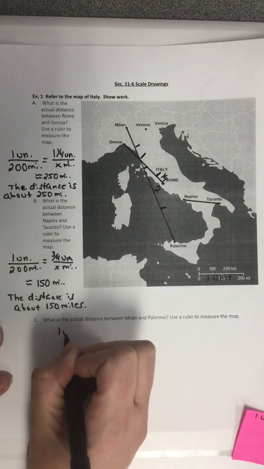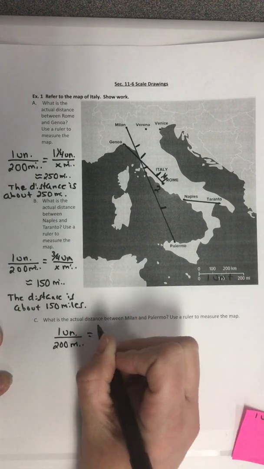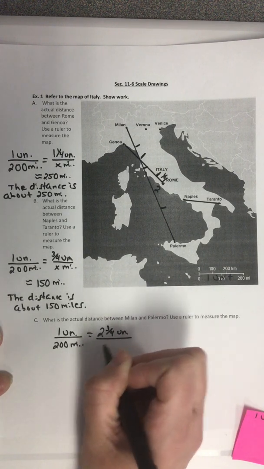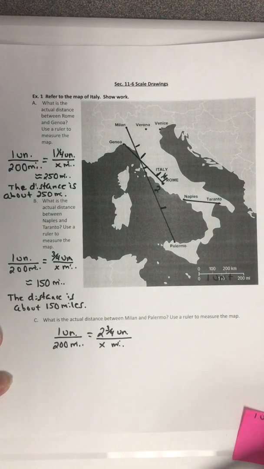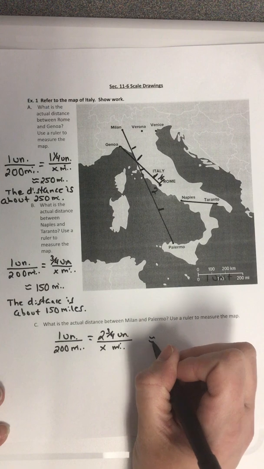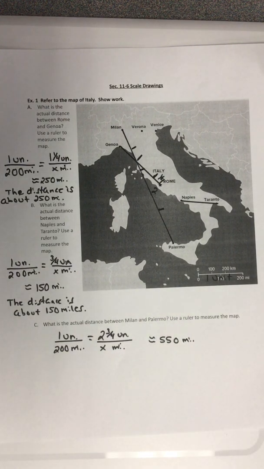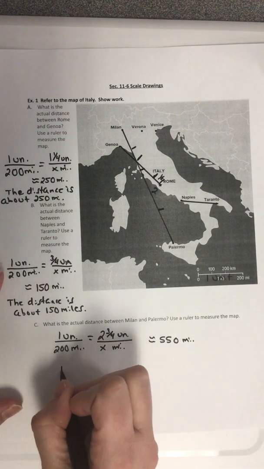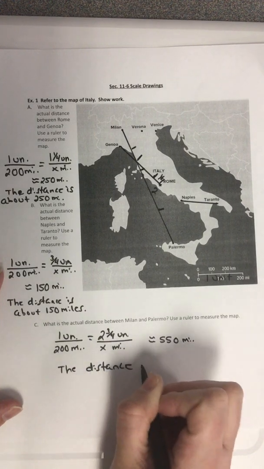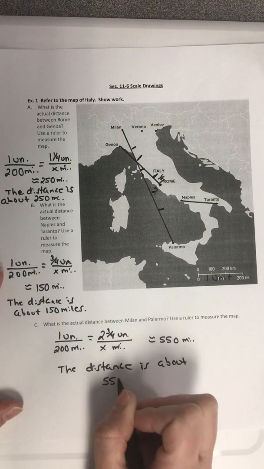So set up my proportion. So 1 unit is 200 miles. And then I said 2 3/4 units fit inside that distance, over X miles, and then solve that. So 2 3/4 times 200 divided by 1. That's going to come out to be about 550. But again, I estimated a little bit there when I said it was 3/4, right? So the distance is about 550 miles.